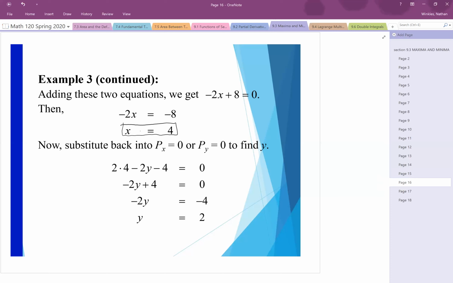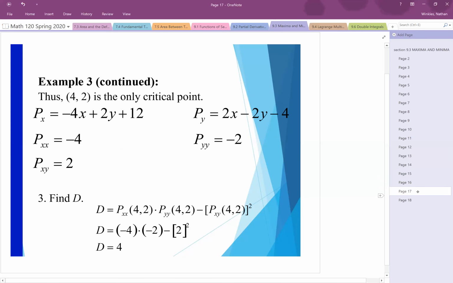So 2x minus 2y minus 4 equals 0. So 2 times 4 is 8, minus 2y minus 4 equals 0 gives us the +4. So then -2y equals -4, so y equals 2. So in this case, we're looking at the point (4, 2) is the only critical point we have.